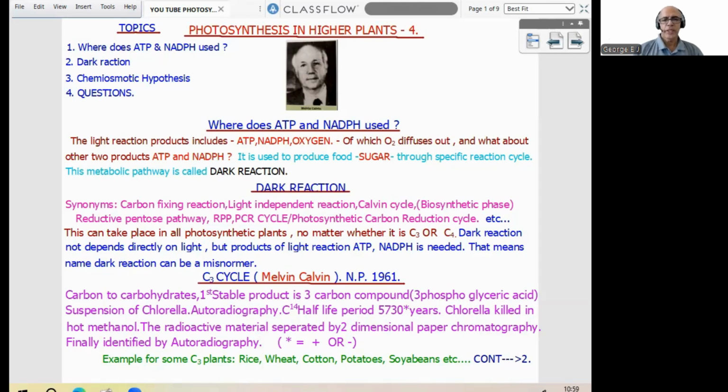The famous scientist is Melvin Calvin. For this work, he received the Nobel Prize in 1961. That is why in each episode of photosynthesis, if you check this photograph, you can observe this is the scientist Melvin Calvin.